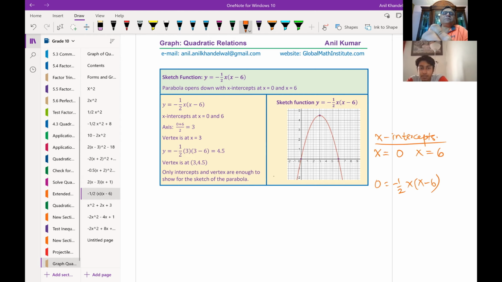Now, the second step is, this is step number 1, correct? Step number 2, let me write here step number 2, okay? Find the axis of symmetry.